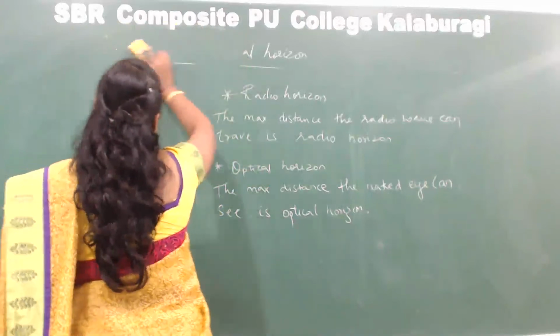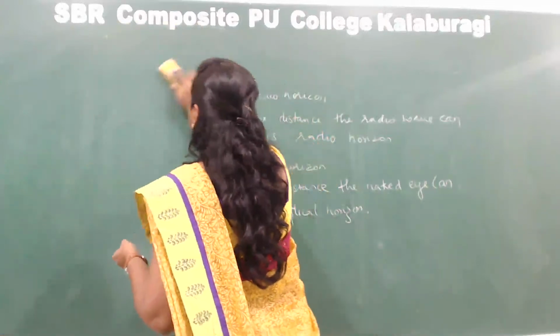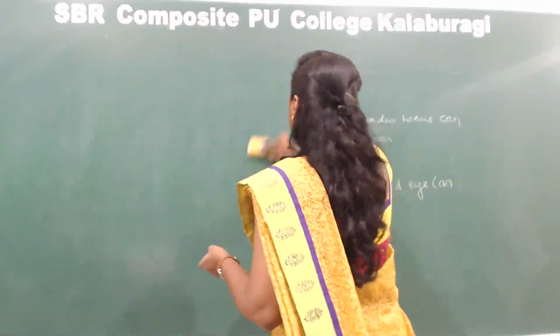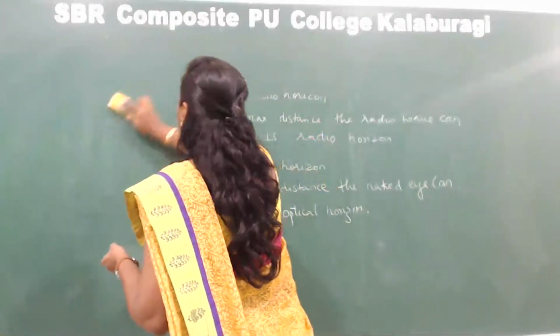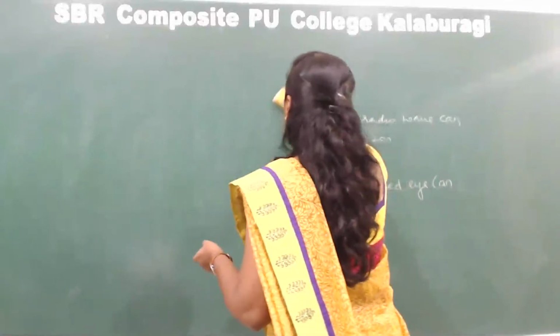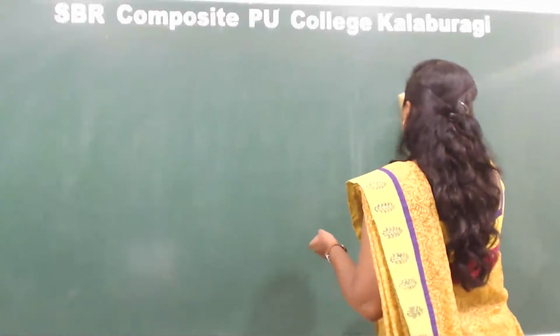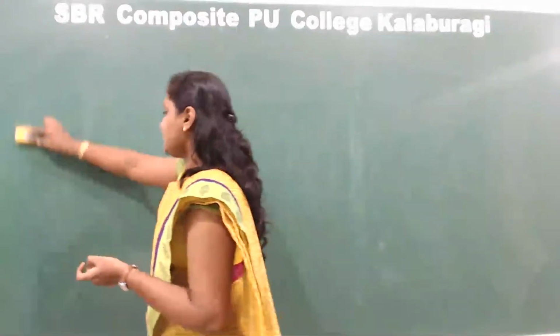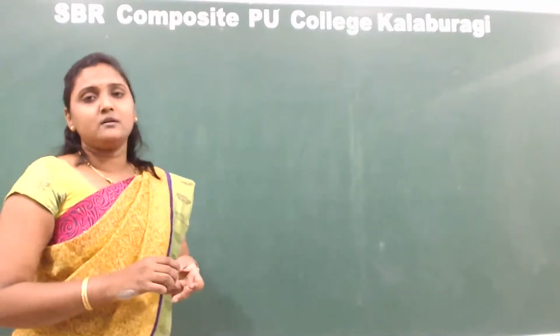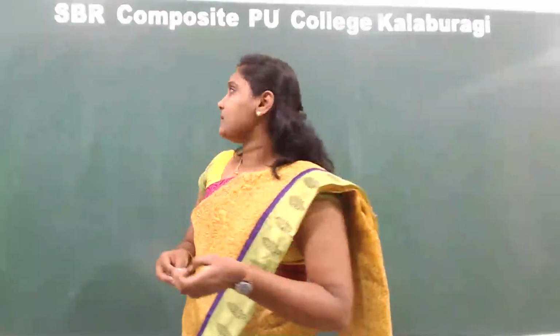Radio horizon is the maximum distance a radio wave can reach. The maximum distance the naked eye can see is called the optical horizon. And obviously radio horizon has a greater value compared to optical horizon.